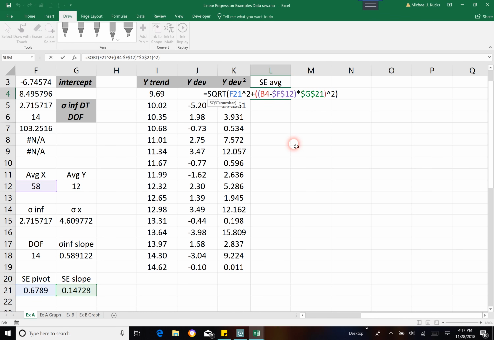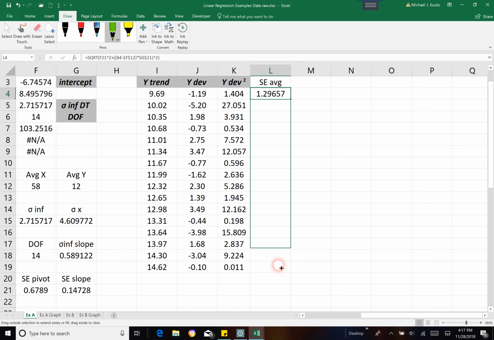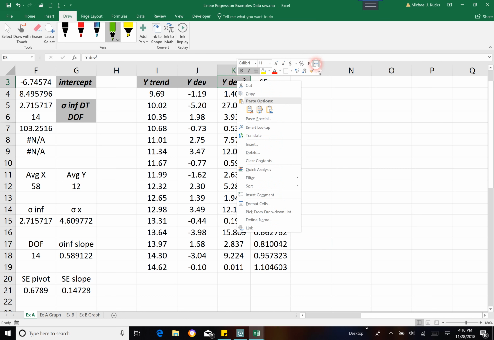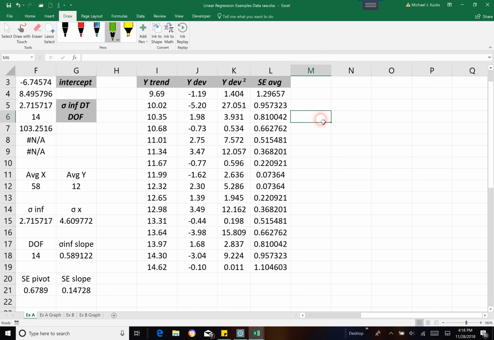All right, yep, we get a number here. Let me show you that again. All right, you can freeze and hold the recording so you can see that. All right, and then we're going to copy this down. And notice that I have large SEs, and then they get smaller and smaller as I get close to the average X, and then they get big again as I move away. So let's make a header here. Okay. All right. So this is my SE average.